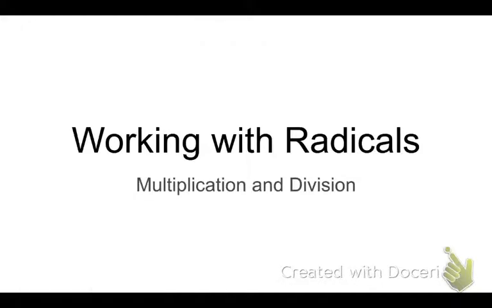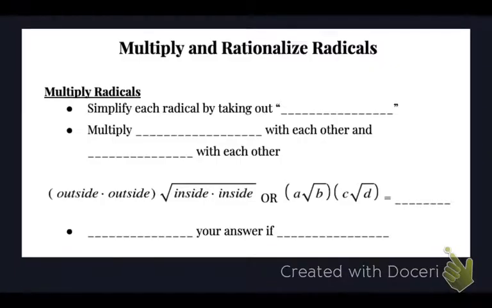In this lesson, we're going to continue working with radicals and extend what we talked about in the last video, which was simplification and addition and subtraction. So today we're going to be looking at multiplication and division. When you multiply radicals together, you're going to simplify each radical by taking out the buddies. So you're building your prime factor tree and simplifying that expression. After you get the simplified expressions, then you're going to multiply the coefficients together and the radicals together.